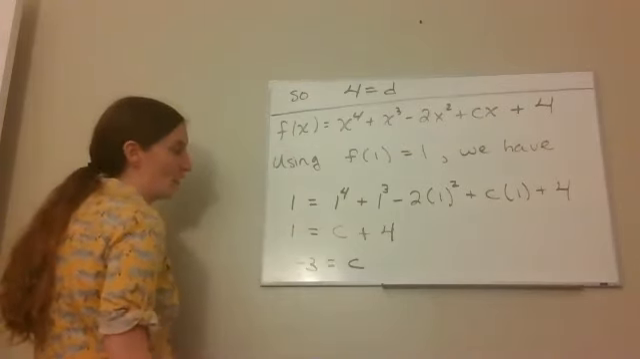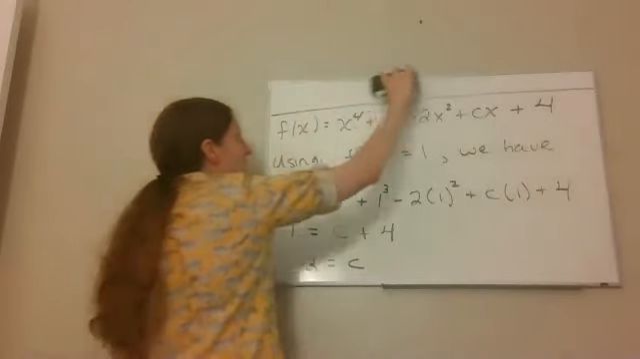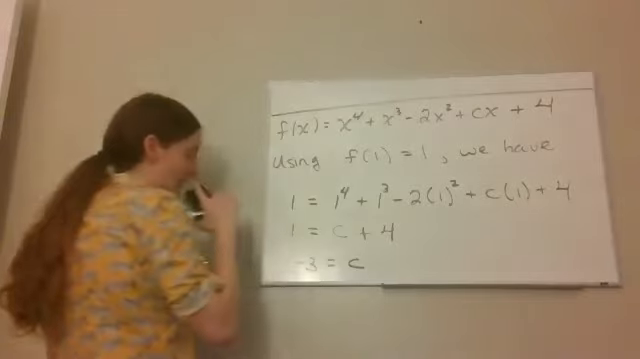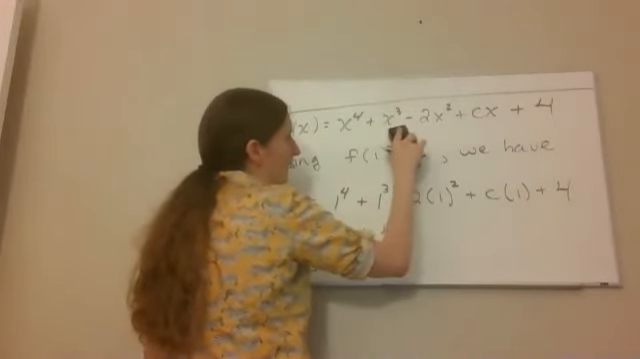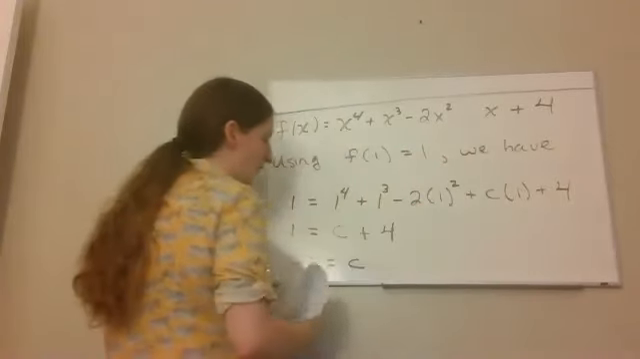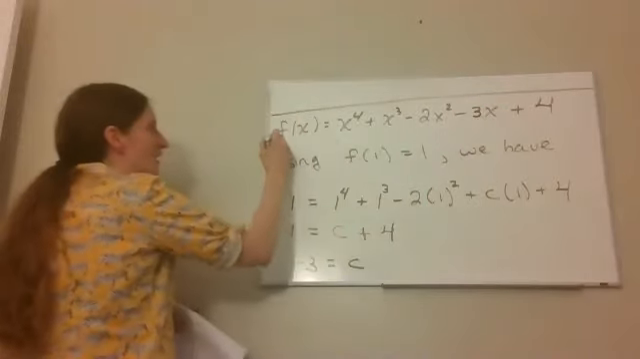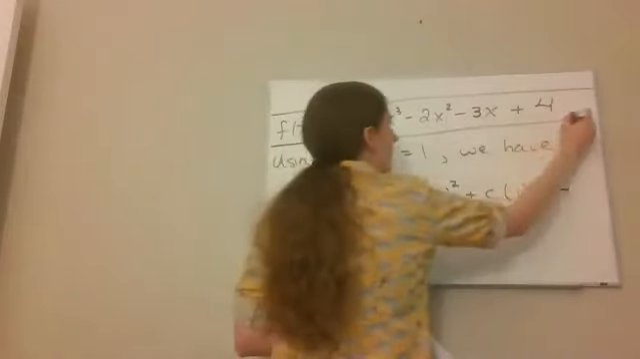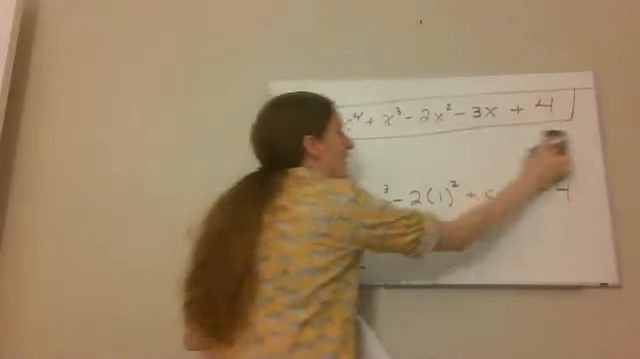So now I have what c is equal to, and I can write the final answer to this problem. I have f of x is x to the fourth plus x to the third minus 2x squared. And then I have my cx, so that's a minus 3x. And then plus my d, which was 4. And that is the final answer.